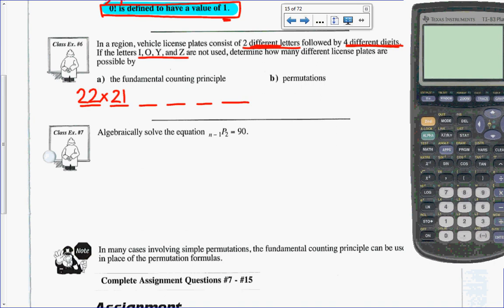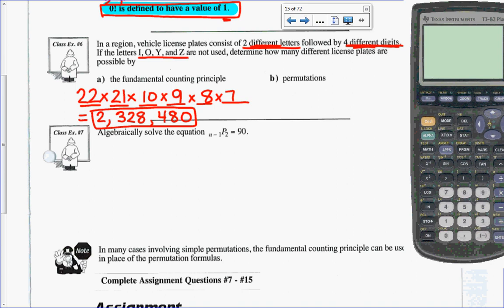Okay, then I have to have 4 different digits, and there are no restrictions on those digits. So how many digits are there? Right, there are 10. So I could put any of those 10 here. Then they have to be different digits. So if I've used a digit here, I can't use it again. So now there's only 9 choices left, 8 choices left, 7 choices left. Okay, and this equals 2,328,480 different license plates I could make. Okay, I figured it out using the fundamental counting principle.